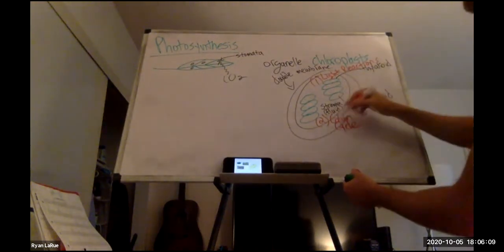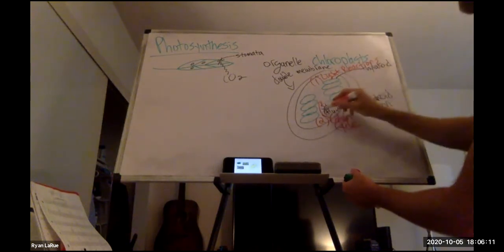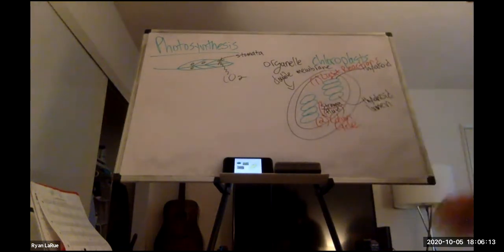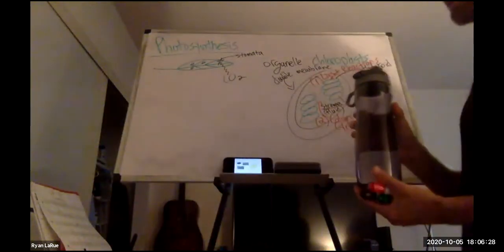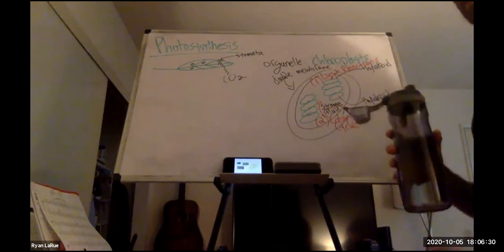Stroma, I'll underline it. So outside of the thylakoids. Calvin cycle. Like Calvin Klein.